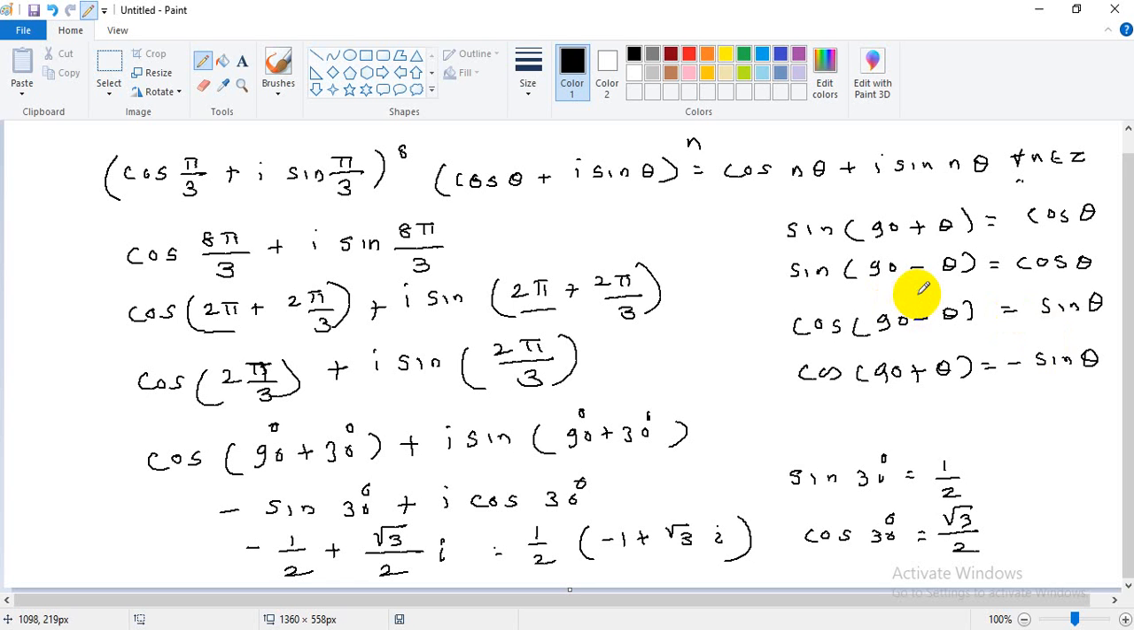So whenever I talk about sine of 90 minus theta, I must be able to say that it is cos theta. Cos of 90 minus theta is sine theta.